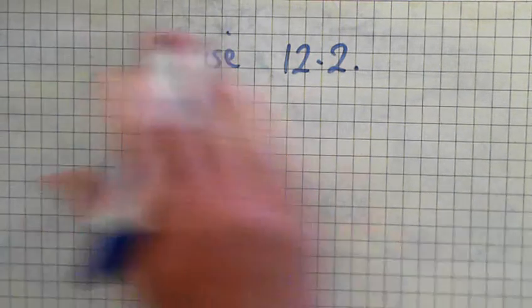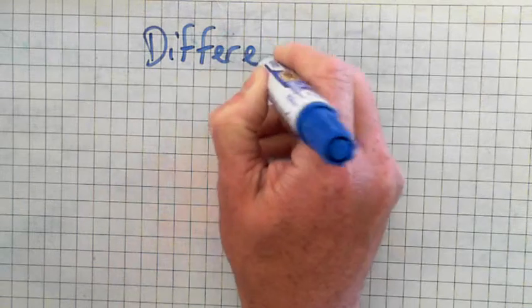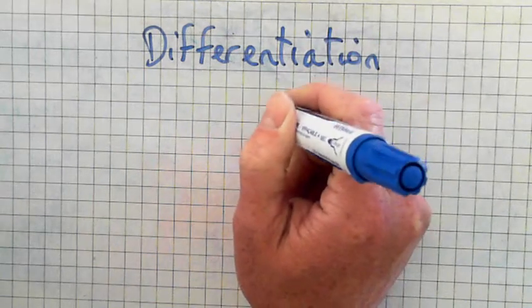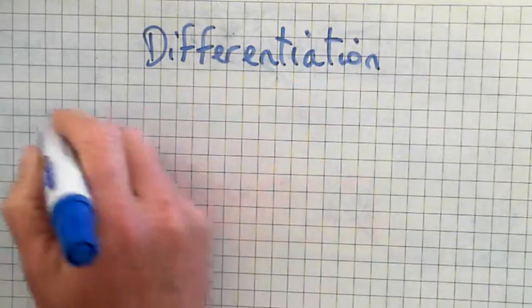All right, exercise 12.2, differentiation. Right, so part I, one part I.